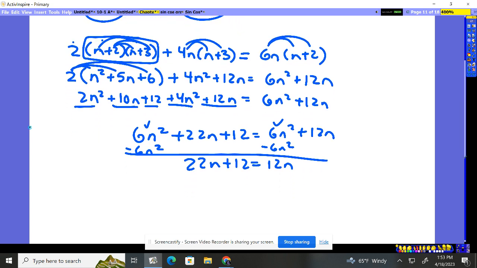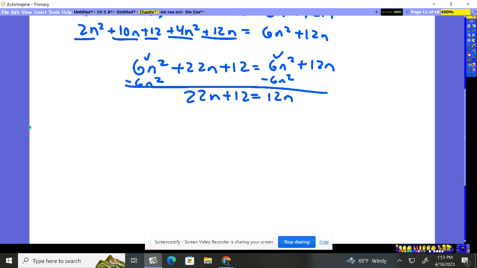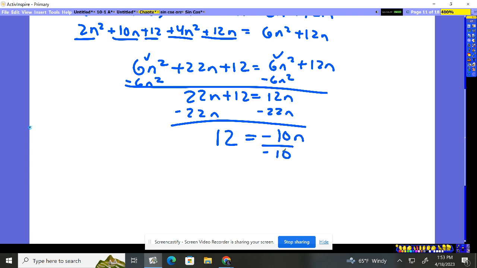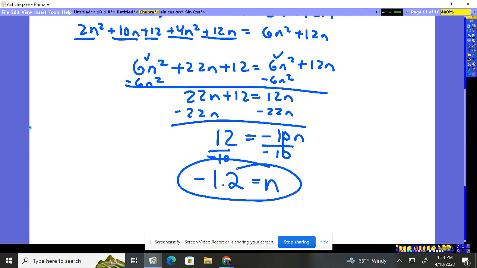Now, you can either bring your 12n over to the left and then the number 12 over to the right, or I would just subtract 22n to start. This gives me the number to the left, and on the right, I'll be left with negative 10n. Now divide by negative 10, divide by negative 10, n equals negative 1.2 is what most of you are going to give me, negative 1 1/5. But this is beautiful, makes me super happy if you get that.